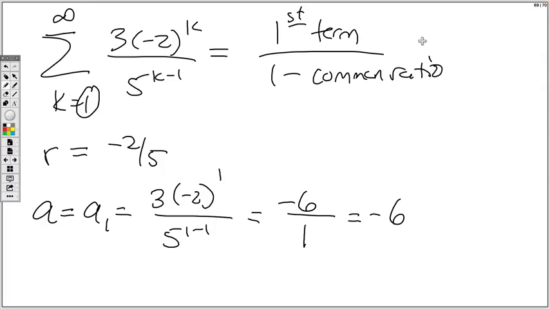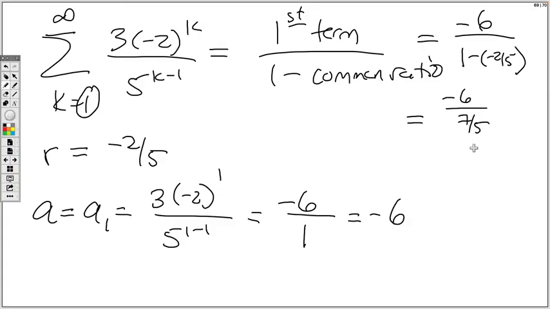So now I just toss this in, negative 6 over 1 minus negative 2/5. I get negative 6 over, what do I have down here? 7/5. Do the fraction gymnastics. Negative 30/70ths, and you're done. Or negative 30/7ths, and you're done. See how this is working or not, folks?